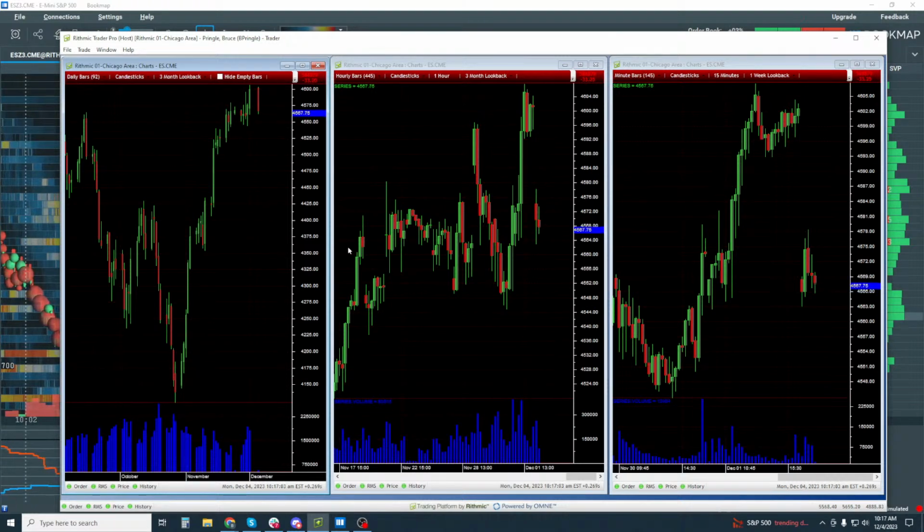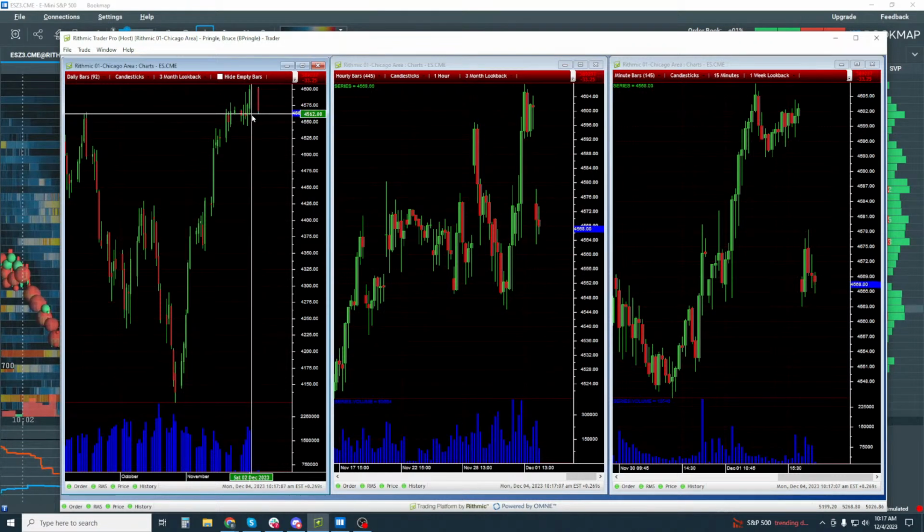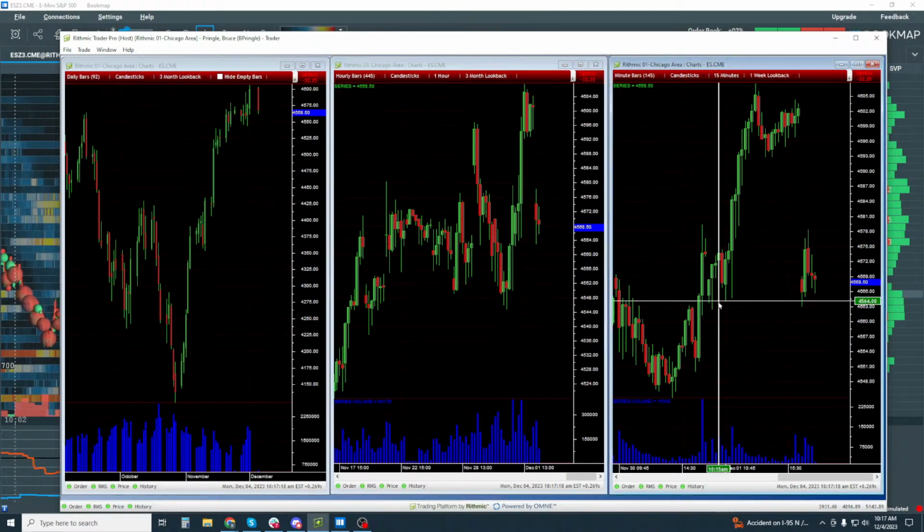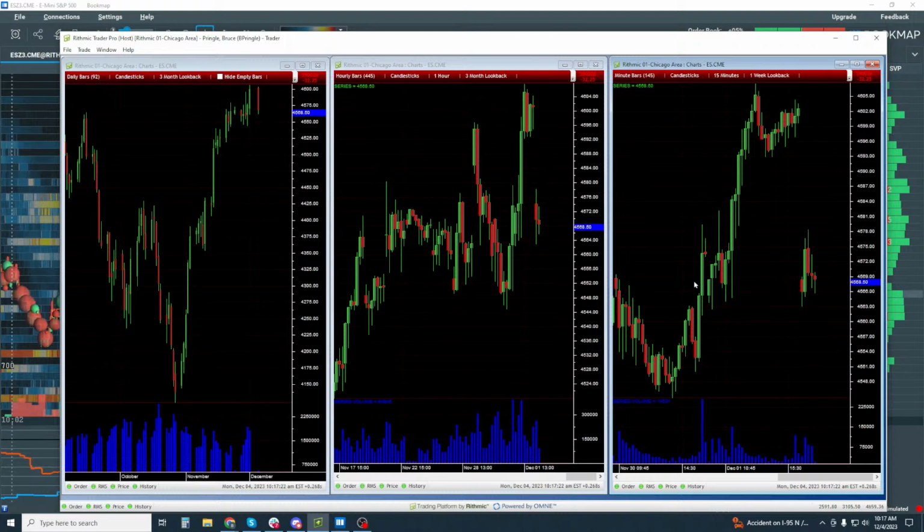So, an interesting little area that we're in right now. Like we said, this is kind of the swing from Friday, December 1st. And if we look at it here, it makes sense that we're getting a bit of a slowdown right now into these wicks here on the hourly. You can see the wicks here on the 15-minute chart as well. Okay, so what's going on in here?